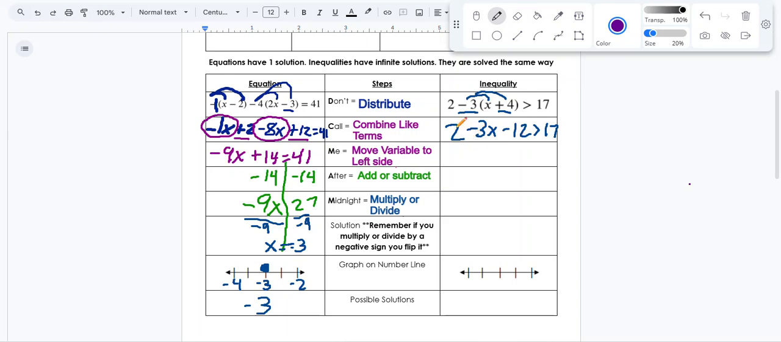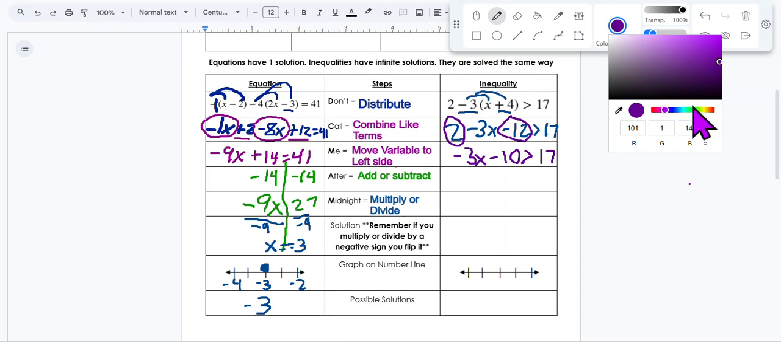What can I combine on my left-hand side here? Well, I can combine this 2 with this minus 12. 2 minus 12 will give me negative 10. So now I'm left with negative 3x minus 10 because I can't combine that x with anything. All right, my next step is move variables to the left-hand side. I don't have to do that right now because I only have one variable. If there was a variable on the right, then I would move it to the left. We're going to learn how to do that in the next class.